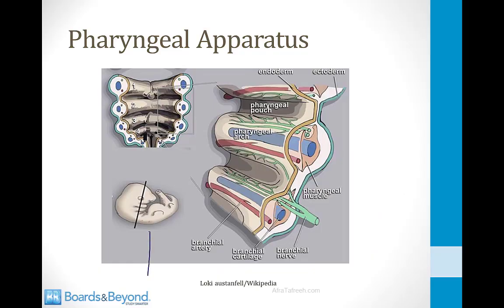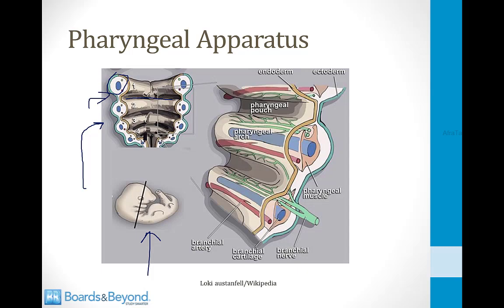The entire embryo looks like this picture at the bottom left of the screen. It's been cut down the middle as the black line shows, and then if you look down at the embryo, you see what's at the top left of the screen. Each of these bumps is a pharyngeal arch. The little indentation between two bumps is a pharyngeal cleft, and then the indentation running down the middle of the embryo is a pharyngeal pouch.